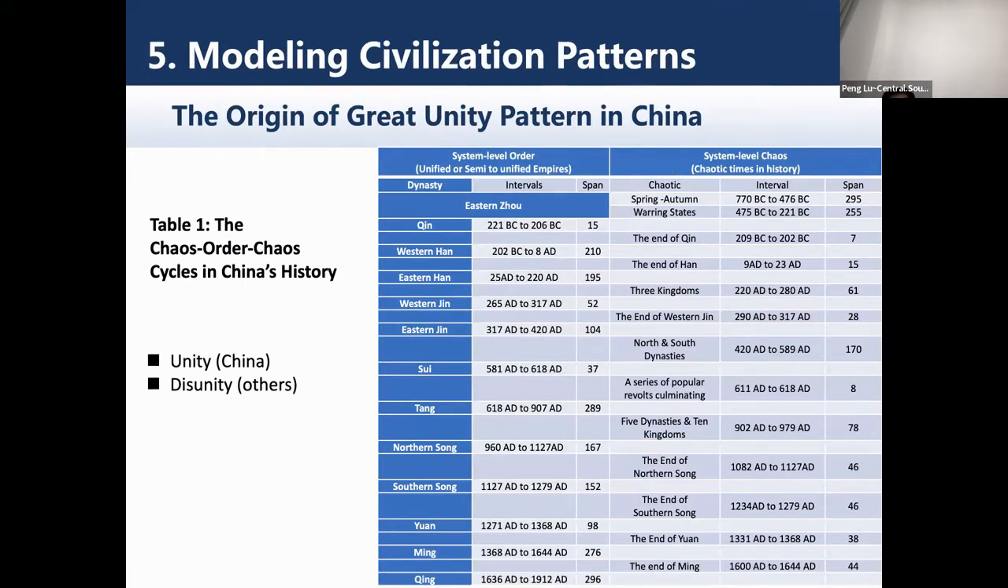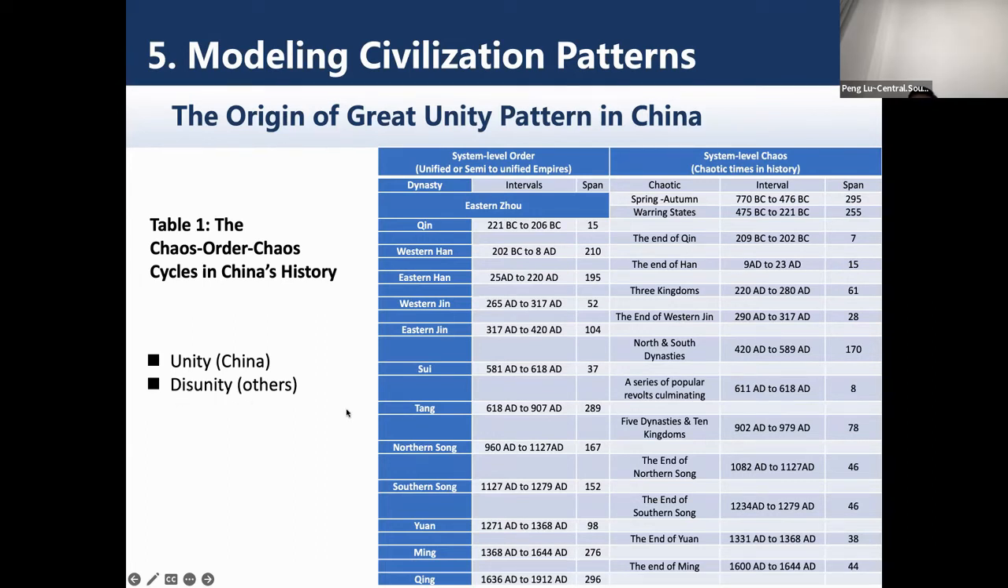So for this section, we can model the civilization patterns for the world. For now, we focus on China. So China's pattern is a unity pattern, because this process has lasted over 2,000 years. So for China, this is a cycle: chaos to order, then to chaos, then order. So this is the chaos time in history, and this is the order time in history. This law is very robust and persistent in history. So chaos, order, like this way. So we deem it the unity pattern. The civilization of China takes on the unity pattern. So for other places, there may be disunity patterns.